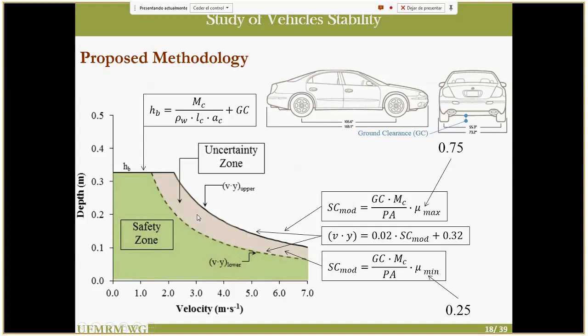In this gray zone, we are not sure at all. The vehicle will be unstable beyond the upper curve. And the horizontal part of the function is calculated with this expression that you can see here. Okay, which is based on the assumption that the vehicle does not leak water. Therefore, when defining a hazard criterion, the uncertainty zone between the two functions could be considered as medium hazard, below the lower curve, low hazard, and beyond the upper curve, a high hazard.